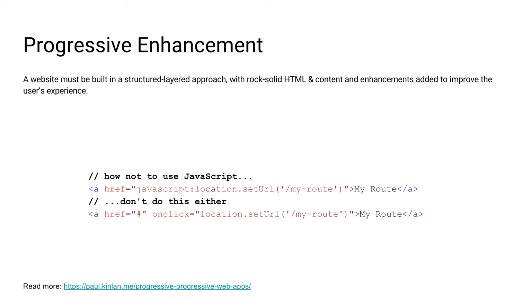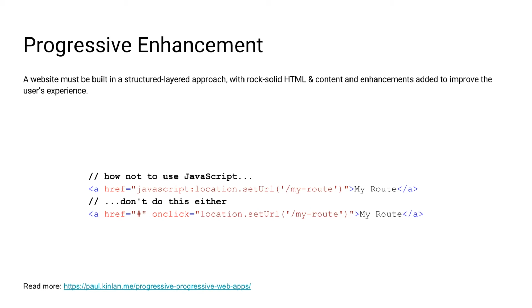So a progressive web app should follow the principle of progressive enhancement. It should be built in a structured way where HTML and content are always available, irrespective of the user's device. And this should also apply for non-progressive apps, for normal web development. Very often in today's modern SPAs, you see that the website would not work if JavaScript was not enabled, for example, or it would be impossible to use.